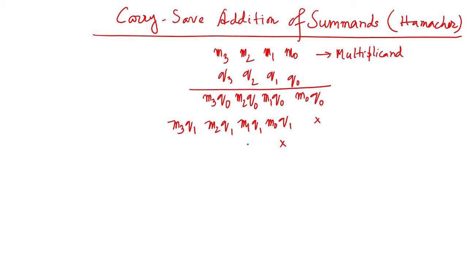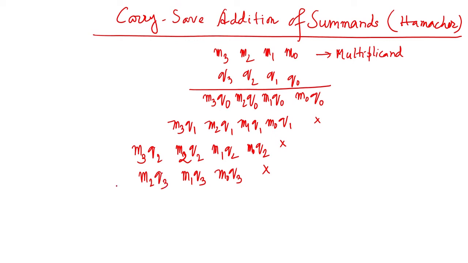Then with Q2, M0 Q2, M1 Q2, M2 Q2, M3 Q2. Then M0 Q3, M1 Q3, M2 Q3, M3 Q3.